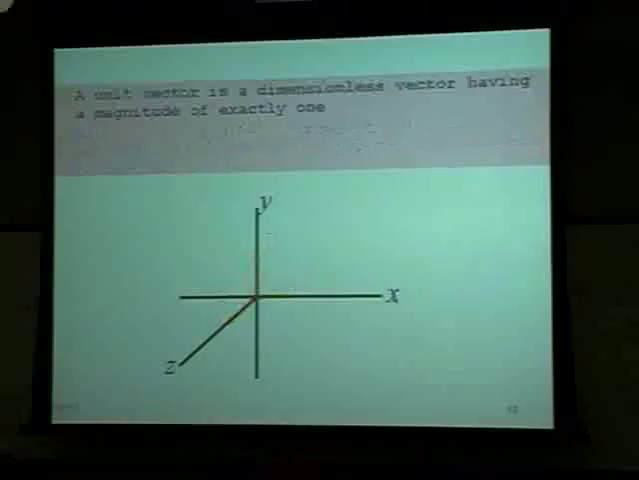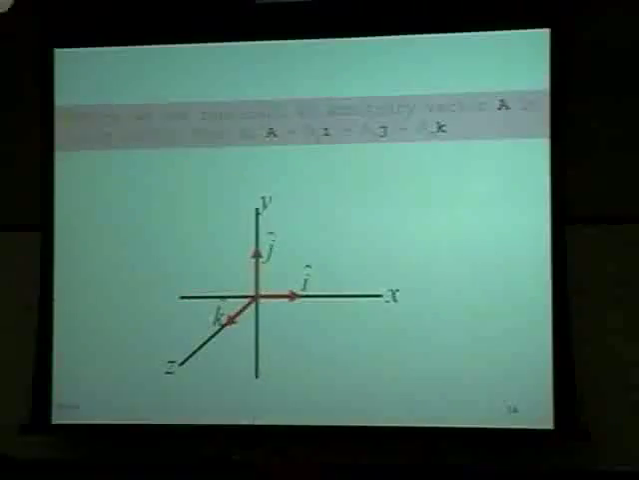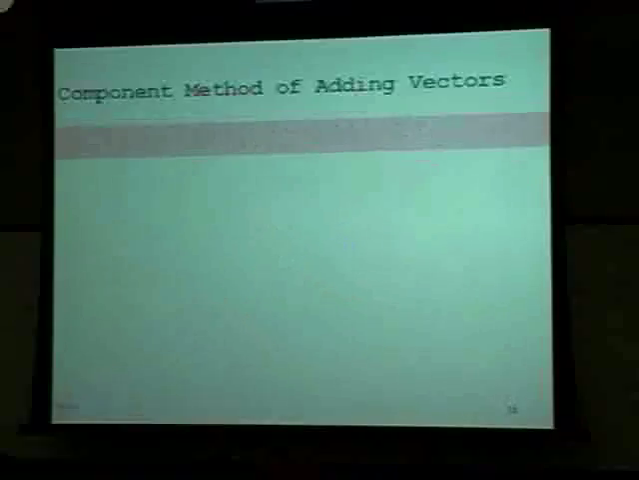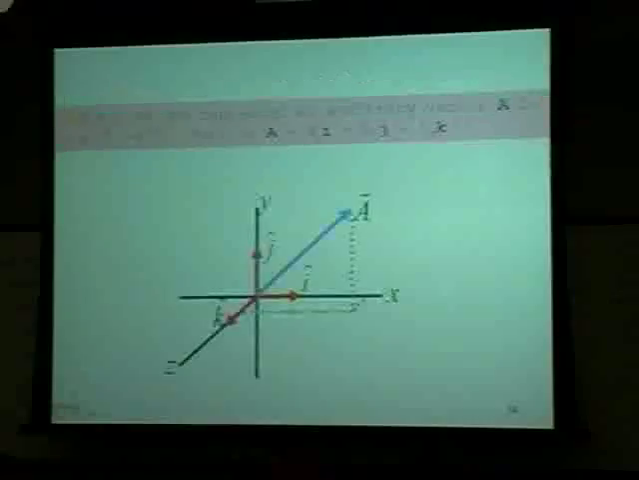I can give them magnitude if I just multiply them by a number. So if I have these unit vectors i, j, and k, and I multiply i by any scalar, I can give it a magnitude in that direction. And same thing with j and k.